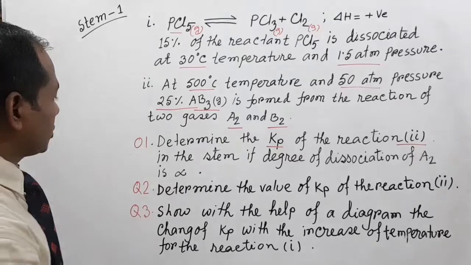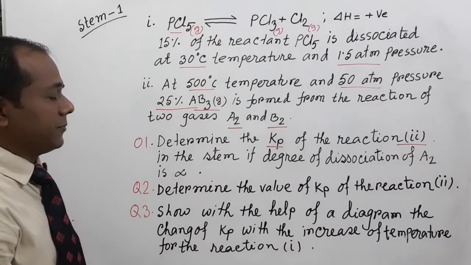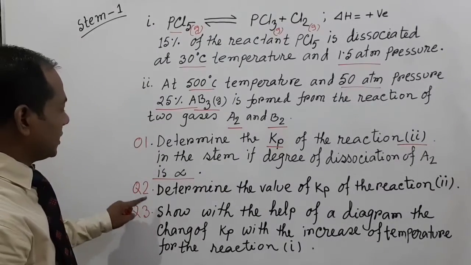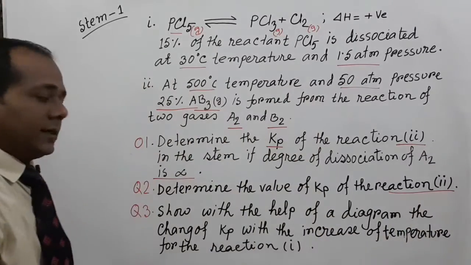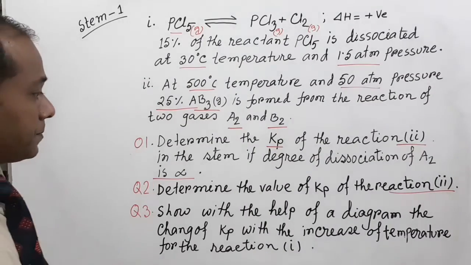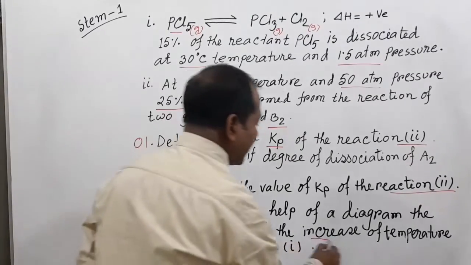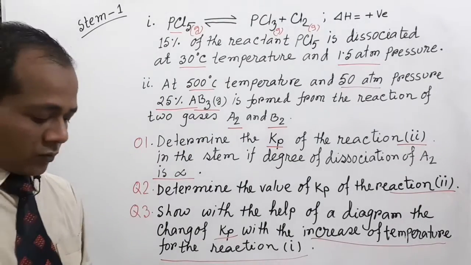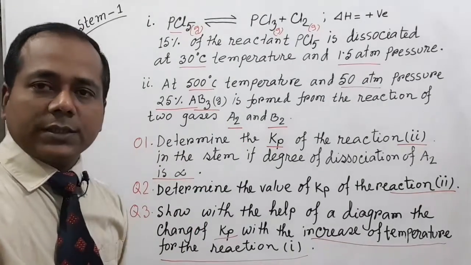Dear students, our first question: determine the Kp of reaction 2 in the stem if the degree of dissociation of A2 is alpha. Our second question: determine the value of Kp of reaction 2. And our third question: show with the help of a diagram the change of Kp with the increase of temperature for reaction 1. My dear students, now we discuss the solutions of these three questions.